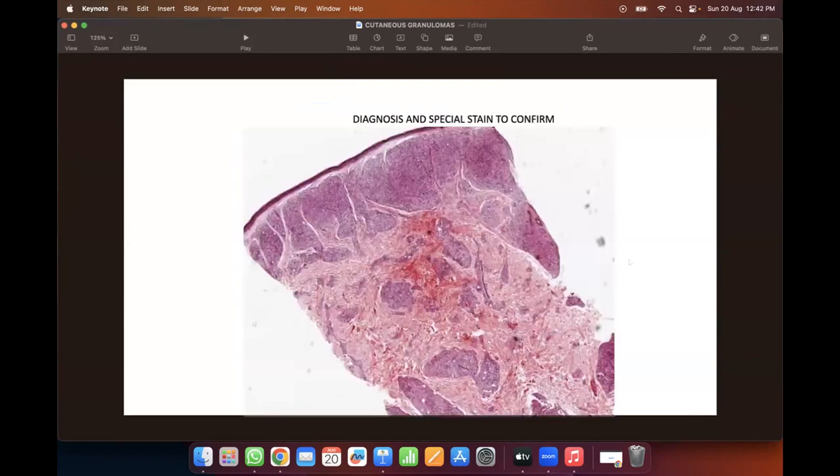What do you think of this? What sort of granuloma is this, and what is your possible diagnosis and the special stain needed to confirm?